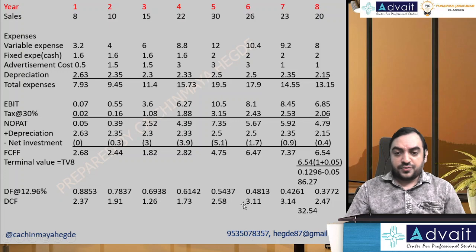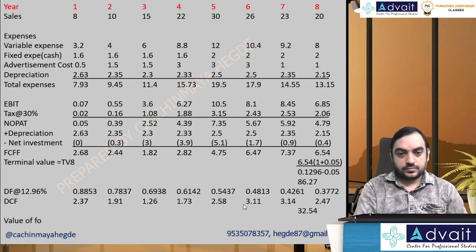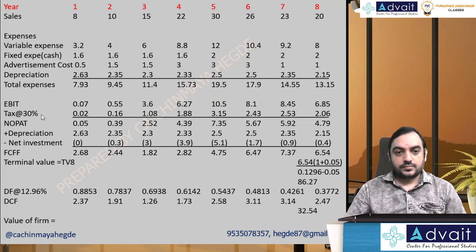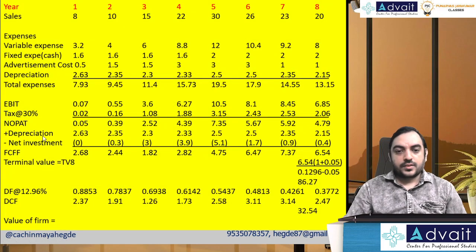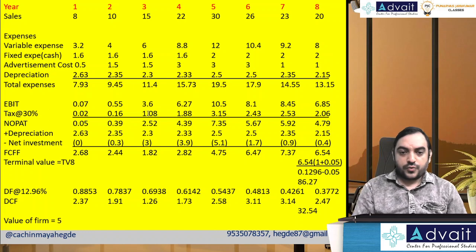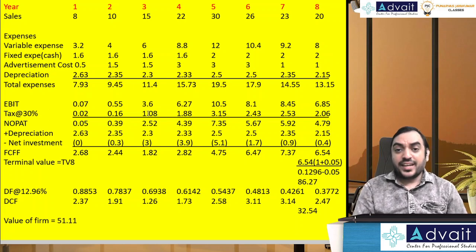And so the total value of the firm, add all present values: 2.37, 1.91, 1.26, 1.73, 2.58, 3.11, 3.14, 2.47, 32.54. Is it 51 something? 51.11. 51.11. If I subtract debt, we get value of equity.